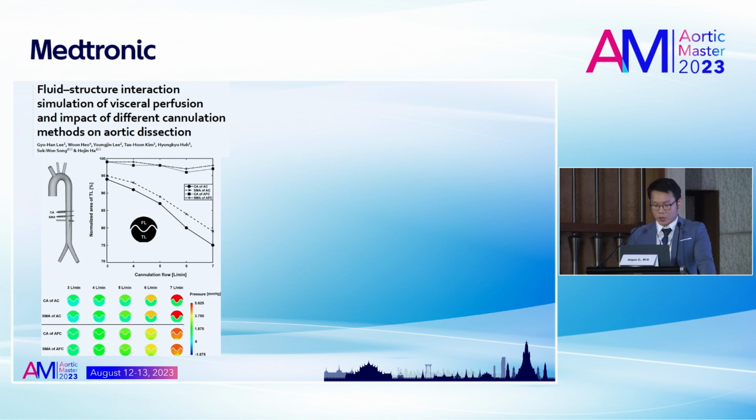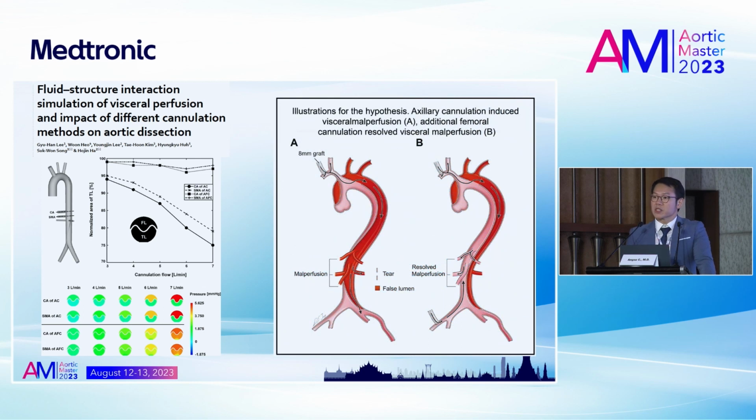Because if you look at the picture on your right-hand side, if you perfuse only the right axillary artery, the flow sometimes prefers the false lumen and may increase the pressure of the false lumen and may compress the true lumen in the visceral area. So the malperfusion may become worse. So they suggest that if you perfuse both sides, the right axillary artery and also the femoral artery, on the graph they show in the visceral area the flow measurement in the celiac artery and SMA will not decrease.